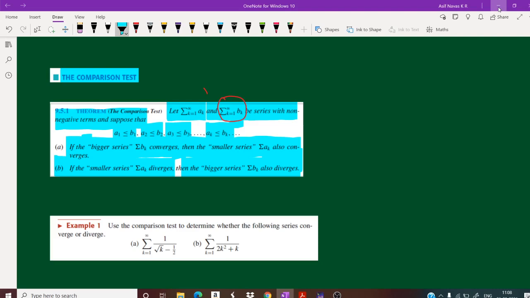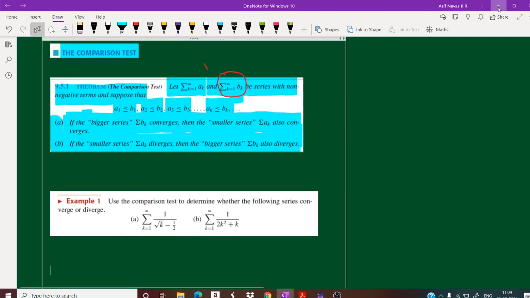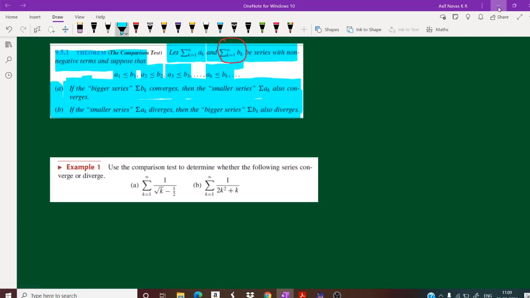So if you have two series, sigma ak and sigma bk, with non-negative terms, and suppose that ak is always less than or equal to bk. If the bigger series sigma bk converges, then the smaller series sigma ak also converges. If the smaller series sigma ak diverges, then the bigger series sigma bk also diverges. So now we will go through an example. Use comparison test to determine whether the following series is convergent or divergent.